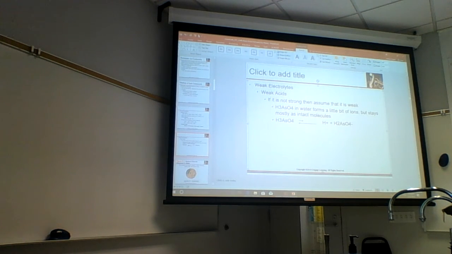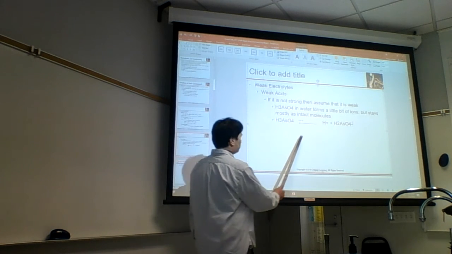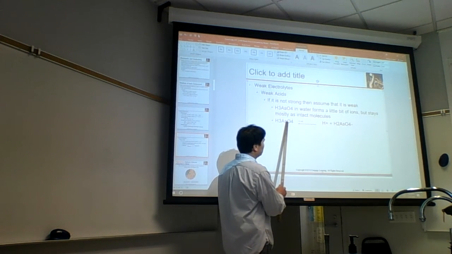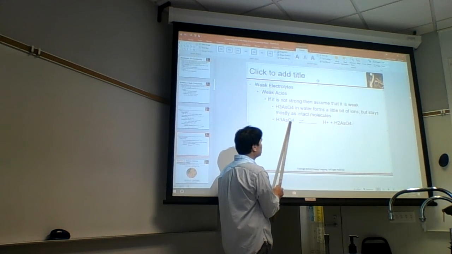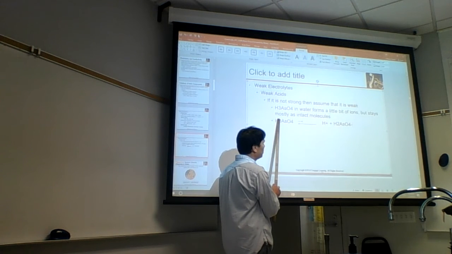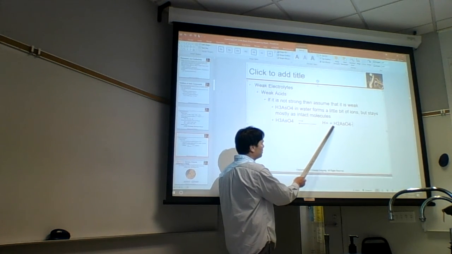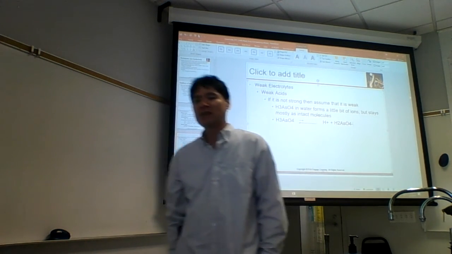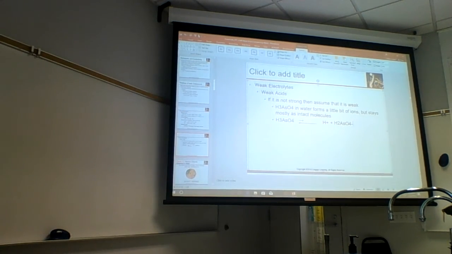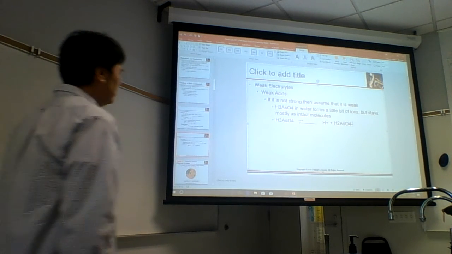This is trying to show it in equation form. In equation form, this long arrow means this side is favored. This short arrow means just a little bit happens. What we're trying to show here is that mostly it stays together as intact molecules, and a small fraction of these actually dissociate. That small fraction is less than 1%. It's a tiny fraction, and it depends on the strength of the acid. This is why, in general, people just say it partially dissociates, with no real significant degree there.